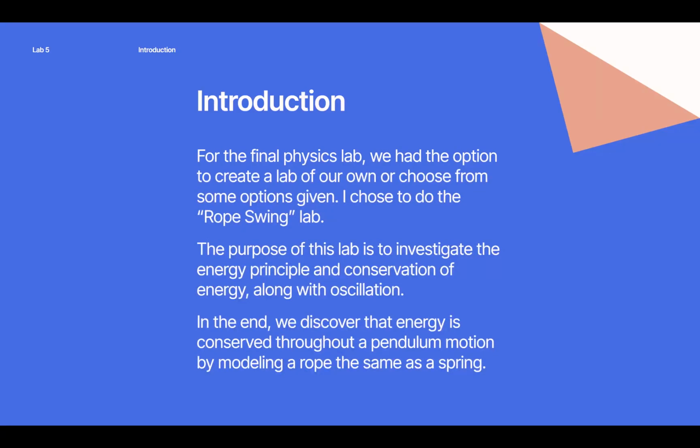So the introduction. For this final lab, we have the option to make a lab of our own or choose from some options that were given to us. I chose to do the rope swing lab. The purpose of this lab, we wanted to investigate the energy principle and conservation of energy, along with oscillation and pendulum motion. And in the end, we discovered that energy is conserved throughout a pendulum motion by modeling a rope the same as a spring.